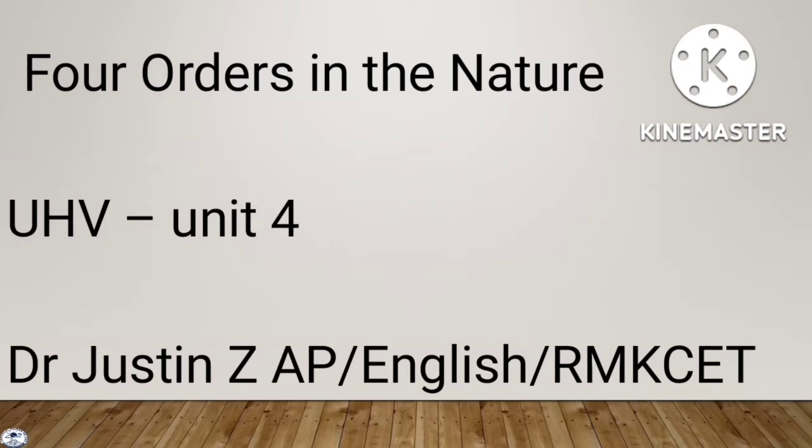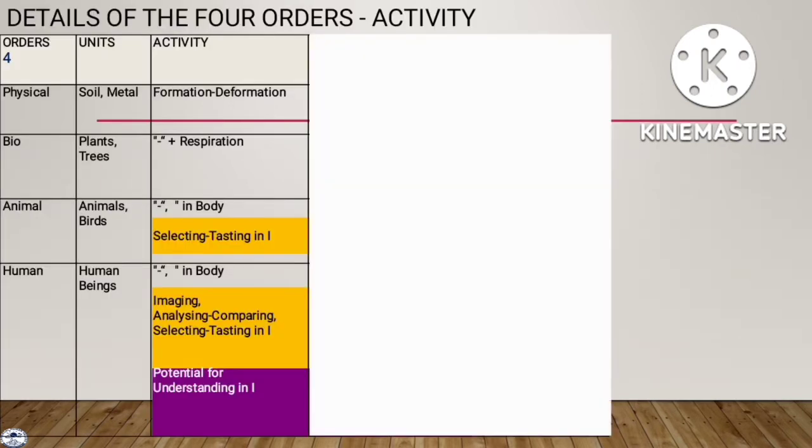The topic for today is four orders in nature. So let's discuss the four orders, their units, activity, innateness, and inheritance. There are four orders found in nature. They are physical order, bio order, animal order, and human order.